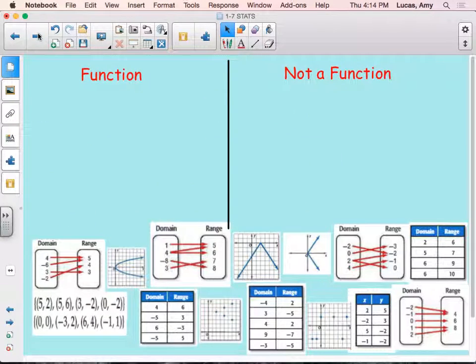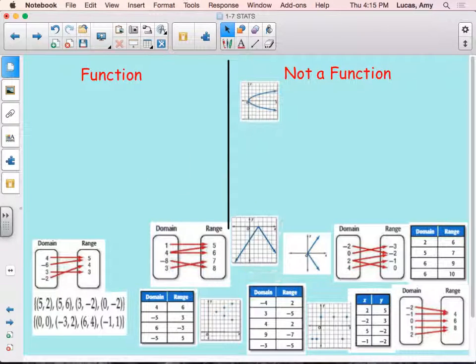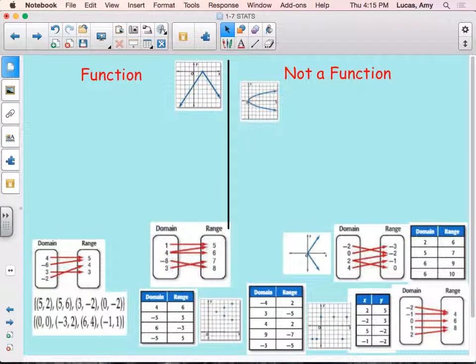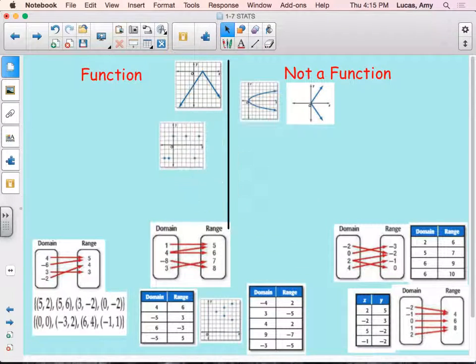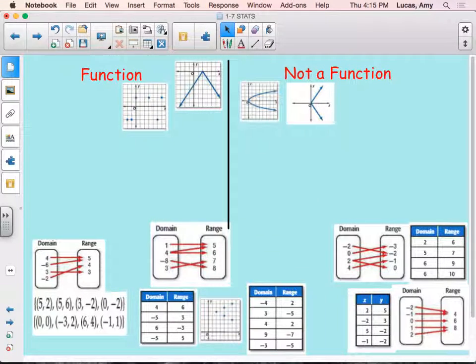Now we have a click and drag to review whether something is a function or not a function. So I'm going to start with graphs. Not a function. It fails the vertical line test. This one passes the vertical line test. Fails the vertical line test. Passes the vertical line test. Fails the vertical line test.